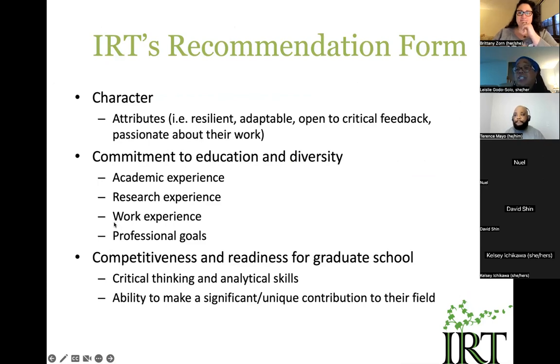So the recommendation form, as I mentioned, will ask them to complete about 10 questions on the Likert scale, from strongly disagree to strongly agree. And those questions deal with character, commitment to education and diversity, and competitiveness and readiness for graduate school.